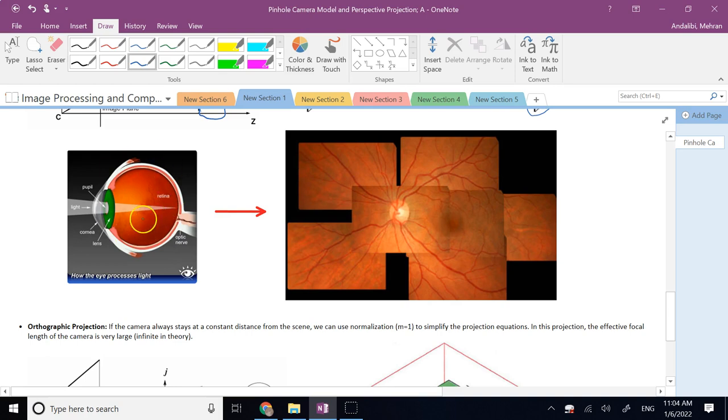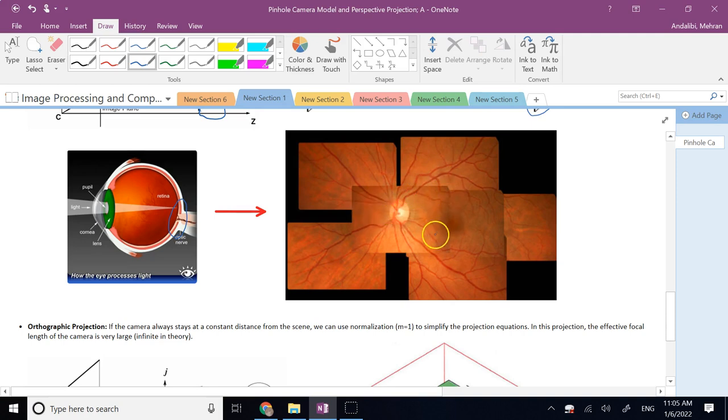if this is your eye and I'm taking some pictures to study the retina, the back of the eye, the depth of the area that you are studying is very small. So when I want to do that, instead of having the perspective projection, I can use the affine projection. And so here are several patches taken from different areas of the retina, and then they are put together. It's like they are kind of stretched out.